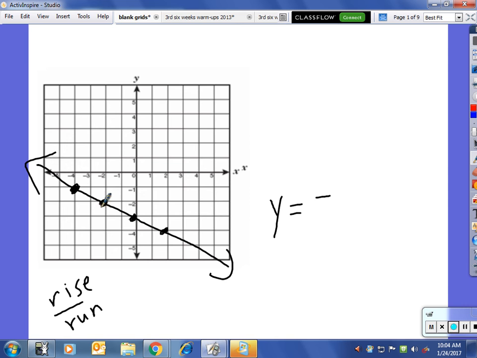From here to here, I'm going down 1 and over 2. So it's not a -2 slope. What is it? -1/2 slope. So y equals -1/2 x, then what? -3. Very good. Are y'all okay with that?